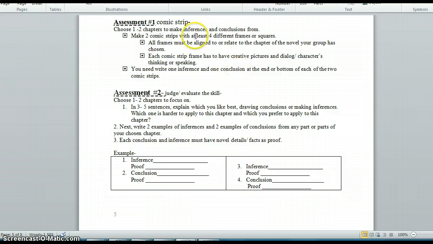Second comic strip, 4 different squares or frames. Again, you need to have dialogue and pictures. At the end of it, write 1 inference and 1 conclusion, 2. So you have 4 total. 1 comic strip, inference, conclusion. Second comic strip, inference, conclusion.